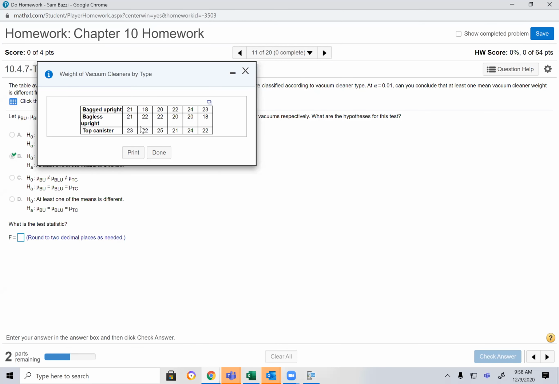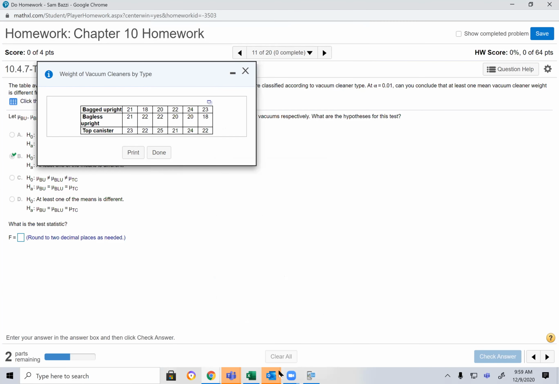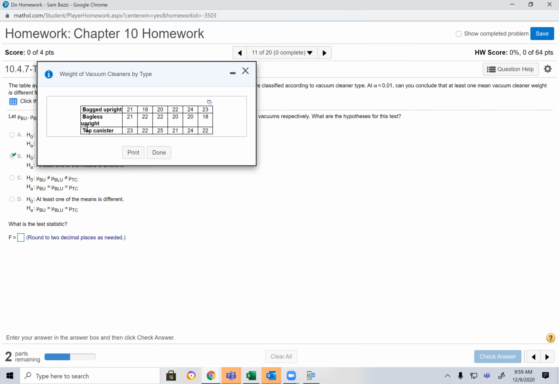Okay, what do we have? 21, 18, 20, 18, 20, and what else? 22, 24, 23, 22, 24. So all you have to do, guys, is go back and redo what I'm doing right now. Clear, enter. Okay, we got 21. They seem to be the same. 22, and let me see what the rest is. 22, 20, 20, 18.